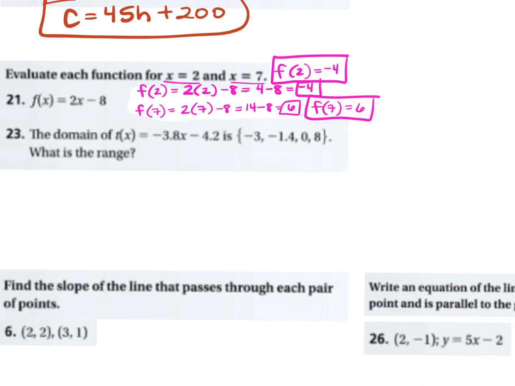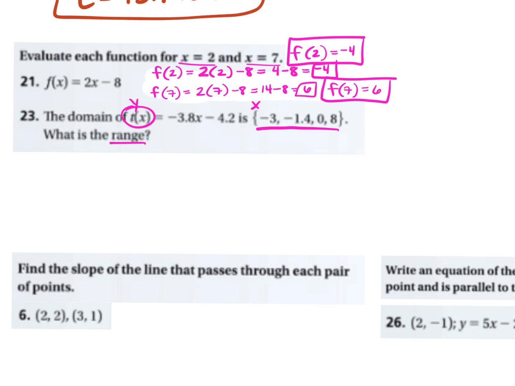23, it says the domain is this, right? Those are your x values. What is the range? The range is the y value. So t of x, or y in this case, when you plug in each one of these x's. So we would say t of negative 3. If I plug a negative 3 in, I would get negative 3.8 times negative 3 minus 4.2. Okay, and I'm not even going to plug that in yet. I'm just going to show you all the setup. Then t of negative 1 would be negative 3.8 times negative 1 minus 4.2.